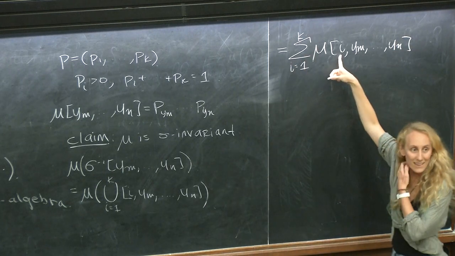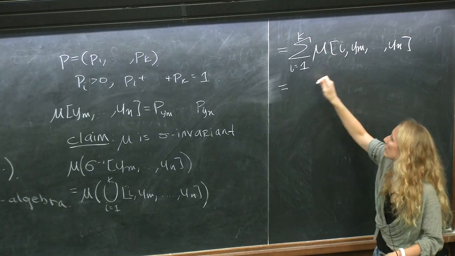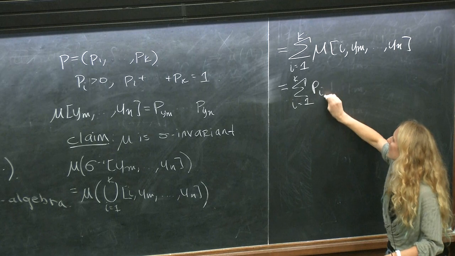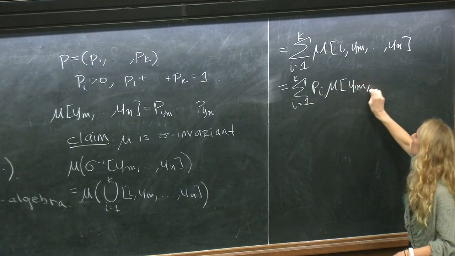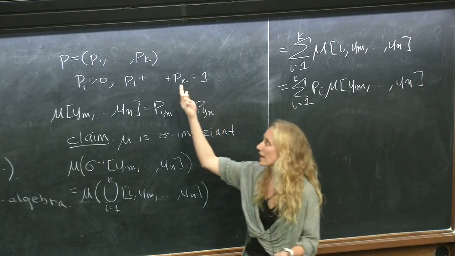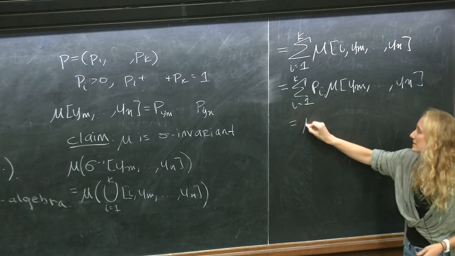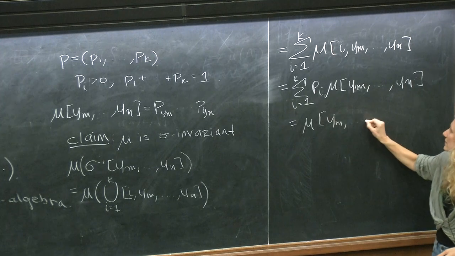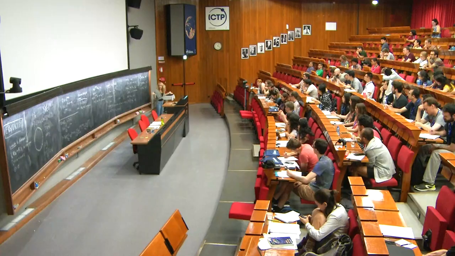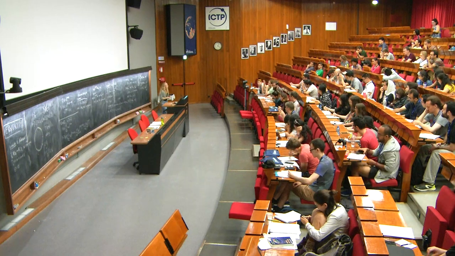Okay, and I have a probability for each one of these. They're independent, so I can pull this probability out. I get the sum, i goes from 1 to k, of pi times the probability of my original cylinder set. Now, because I have a probability vector, I said all of these add up to 1. So when I actually do this sum, this part goes away, and I'm just left with mu of my original cylinder set. Yes? OK. So it's indeed sigma invariant.